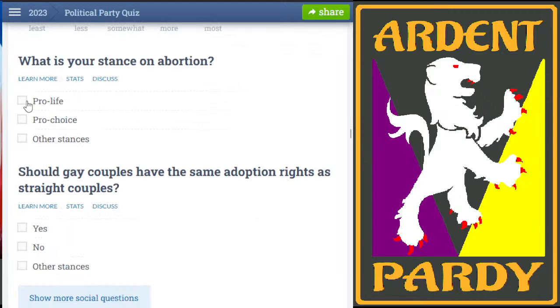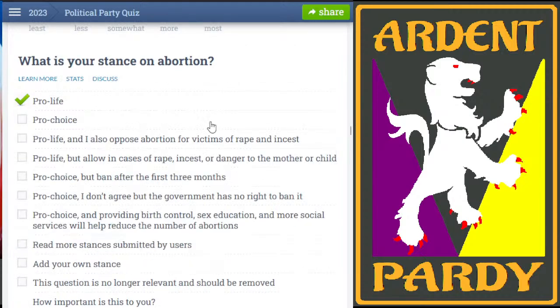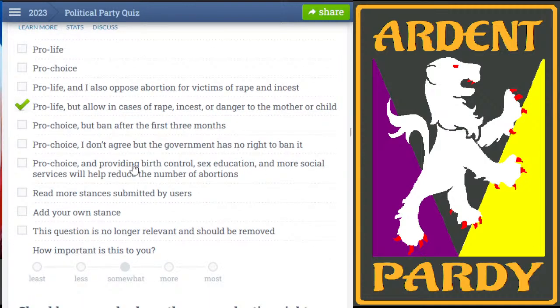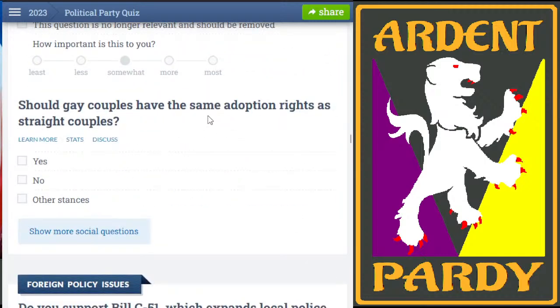My stance on abortion is pro-life. I don't oppose abortion for victims of rape and incest. Allow in cases of rape, incest, danger. Ban after the first 3 months. Don't agree, but the government has no right to ban it. Pro-choice. Yeah, no. Pro-choice, you can go to hell. Clearly, we've seen the effect of tolerance.